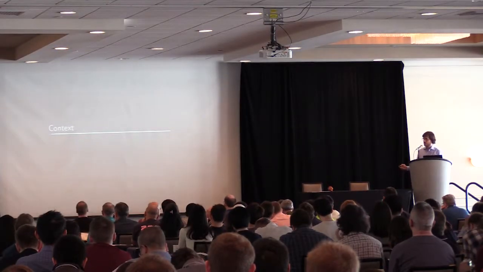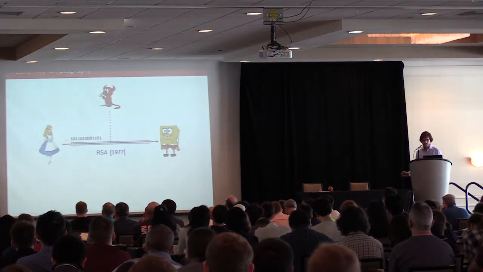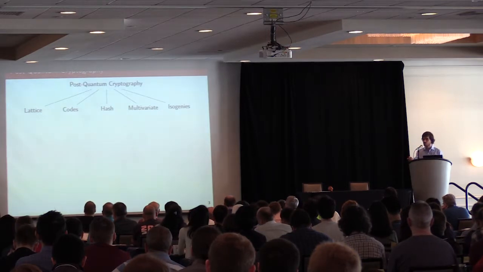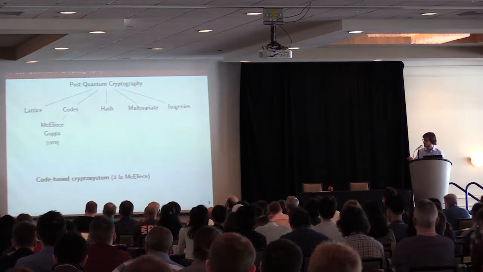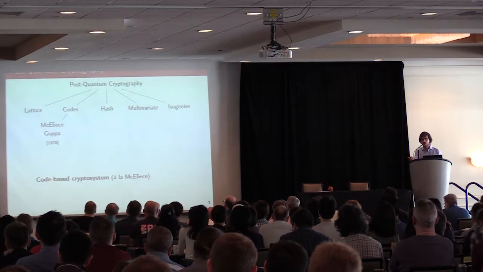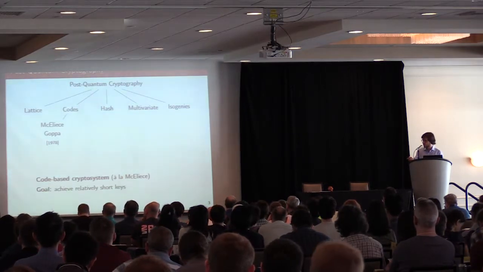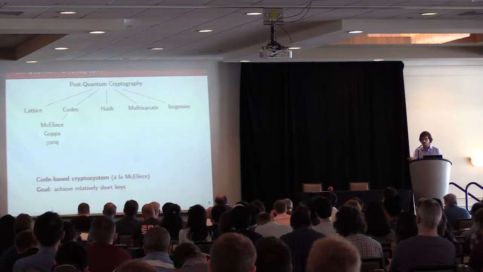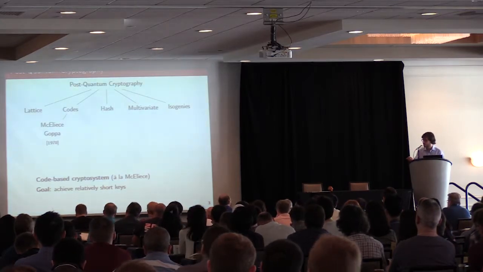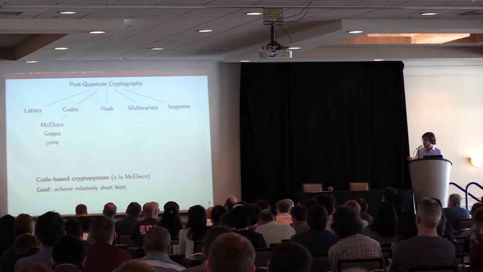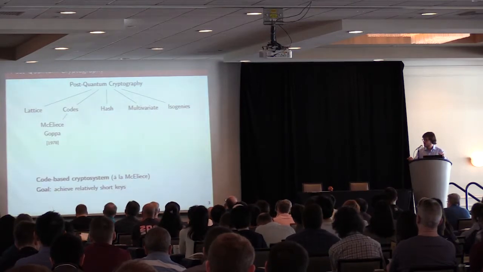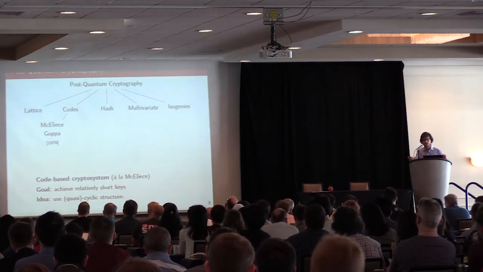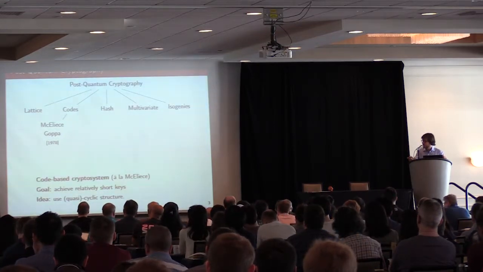So let me just recall the context. You all know that we're here to study public key cryptography and especially find post-quantum solutions, and this morning's session is dedicated to code-based crypto. So our main goal here is to achieve a crypto system with relatively short keys, shorter than the McEliece Goppa original solution. And the solution that we are going to study here uses the idea of a cyclic structure, as Marco Baldi said this morning.